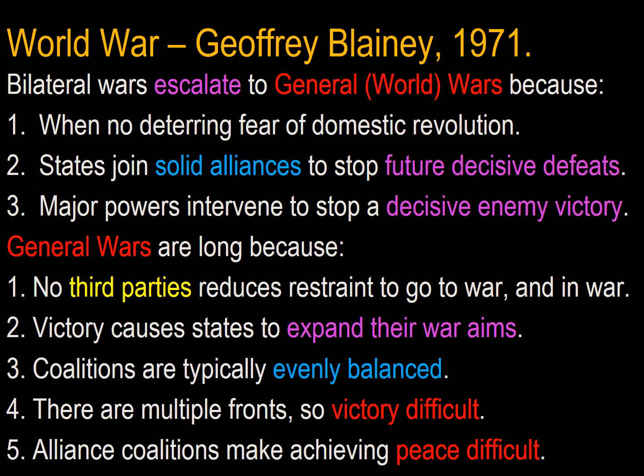Two, states join solid alliances to stop future decisive defeats. An example would be France and the UK, confronting Germany in 1910. Three, major powers intervene to stop a decisive enemy victory. Russia and France intervened in 1895 to limit the territorial gains Japan made against China, particularly on the Shandong Peninsula.